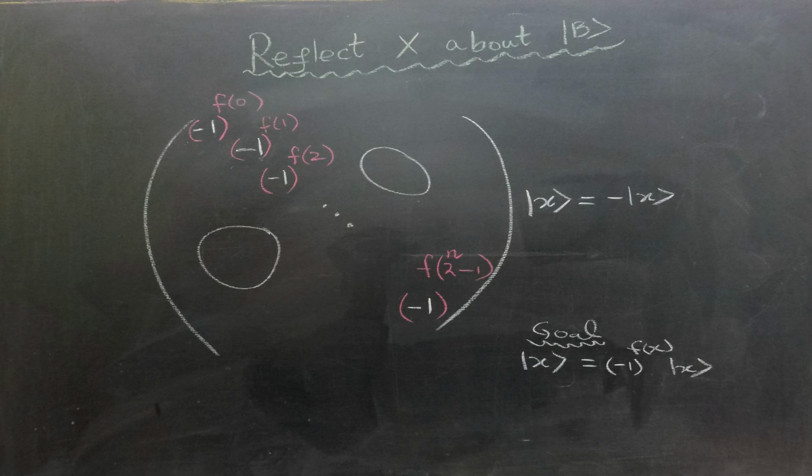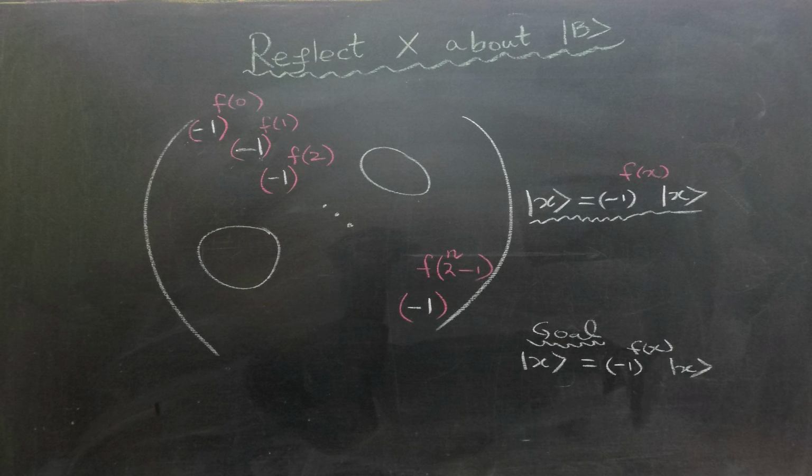Clearly, if we multiply this matrix with ket x, it will alter the sign only when f of x evaluates to true. So, we have achieved our desired matrix. Now, let's create a unitary function that represents this matrix.